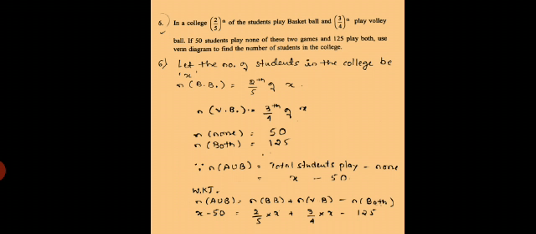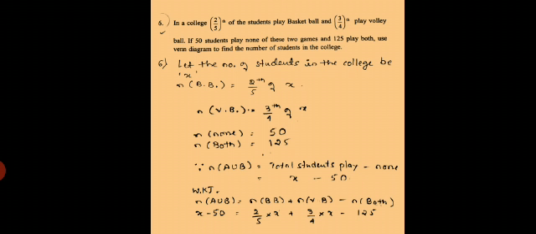Next example. In a college, 2 upon 5, that is 2/5 of the students play basketball and 3/4 play volleyball. If 50 students play none of these two games and 125 play both, use Venn diagram to find the number of students in the college. Here, let the number of students in the college be x. We will consider x as the total number of students in the college.